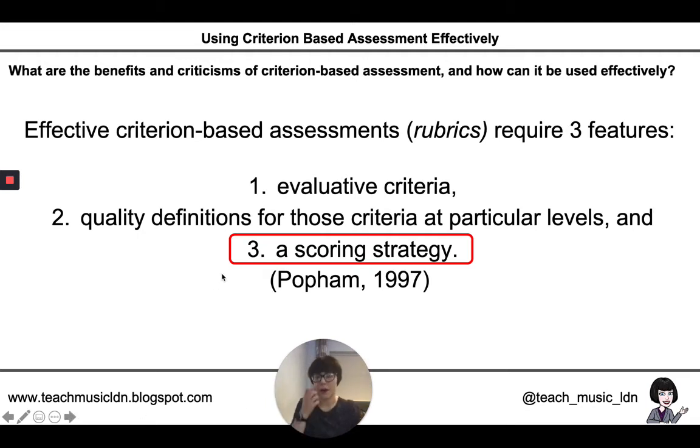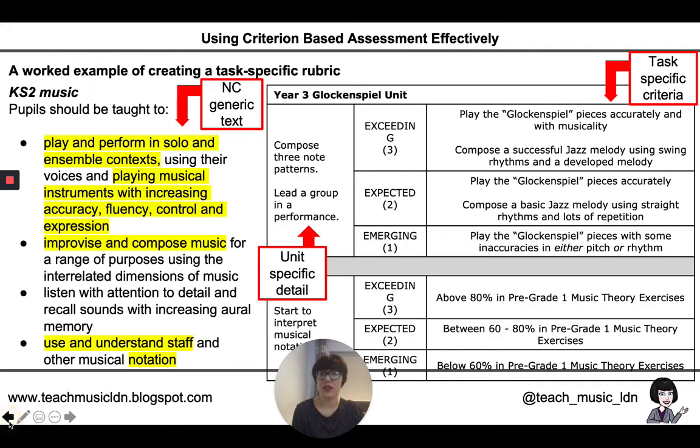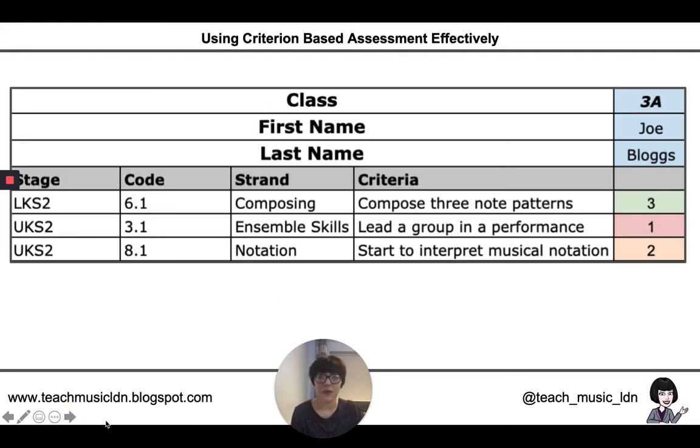You can see here that Popham says that, you know, the third thing that's really important for a successful rubric is a scoring strategy. So I've given each of these a number. My conversion from Google Slides hasn't gone well here. As you can see, I've just got 1, 2 and 3. Very simple. And then when I record it for my data drop purposes, then I have just ragged it 1, 2 and 3 against the criteria.